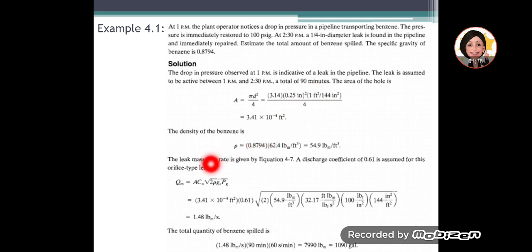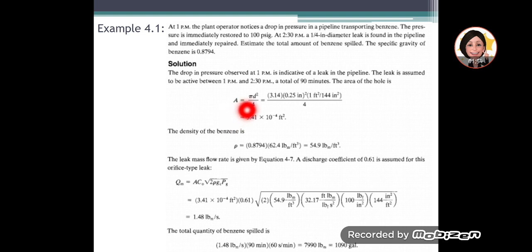To use this flow rate equation, we need to know the A, which is the area of the leak, C naught, the orifice discharge coefficient, and the density of the benzene. We know the pressure gauge, PG, which is 100 psig, and we know the gravitational constant because it's a fixed value.